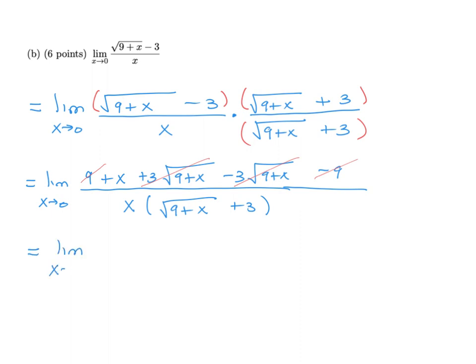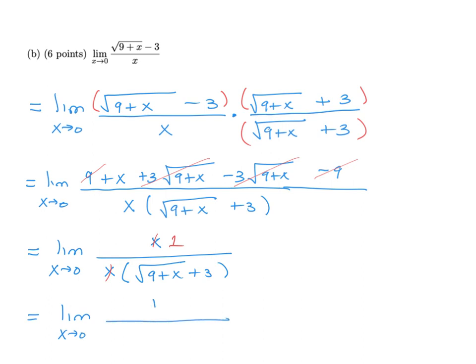This is the limit as x goes to 0 of x divided by x times root 9 plus x plus 3. These x's cancel. There's a 1 left over in the numerator. So we have the limit as x goes to 0 of 1 over root 9 plus x plus 3. And if you put 0 now in place of the x, you get this. And this is really the square root of 9, which is 3. And 3 plus 3 is 6. The answer is 1 over 6.